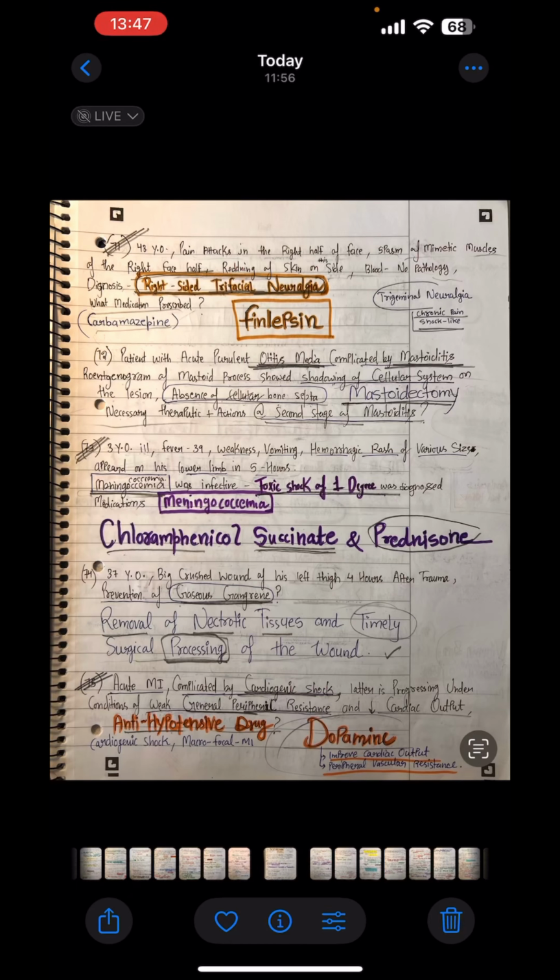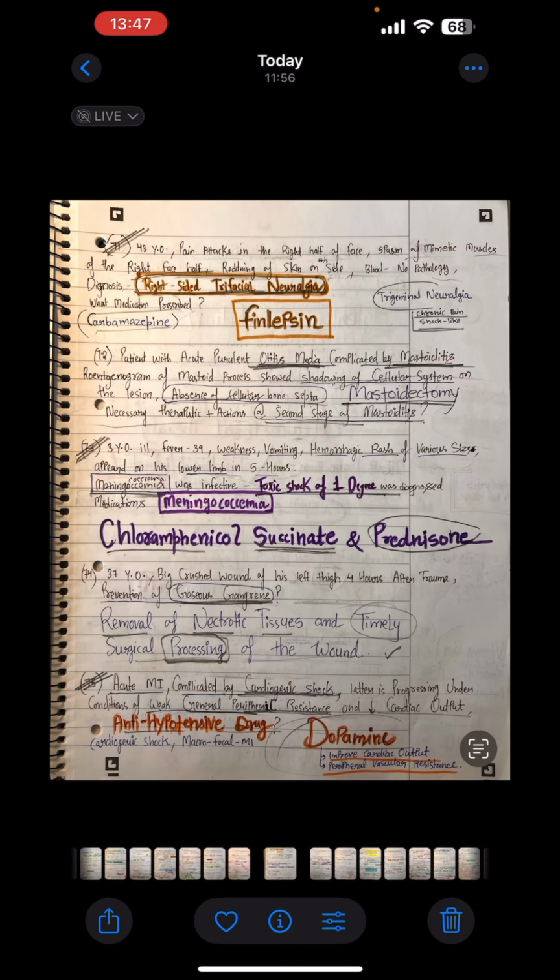So remove the necrotic tissues from time to time, and after removing the necrotic tissues, you can prevent the gaseous gangrene. However, further risk of complication is over there, but if you do the monitoring part very well for the patient and the surgical processing of the wound, the patient will get prevention of gaseous gangrene.